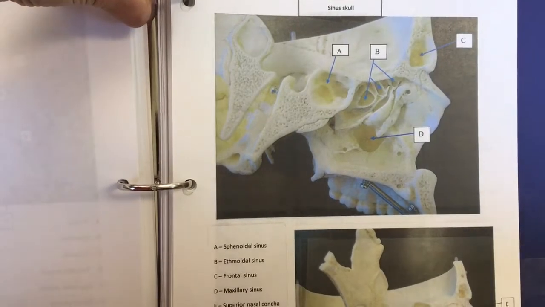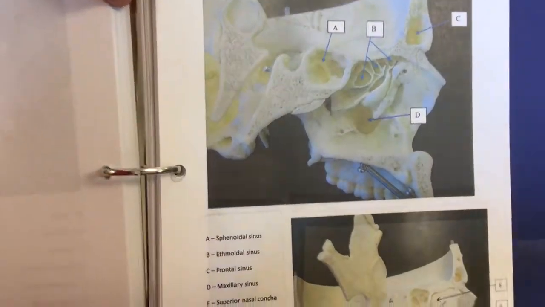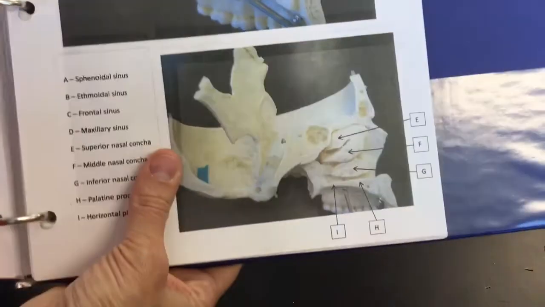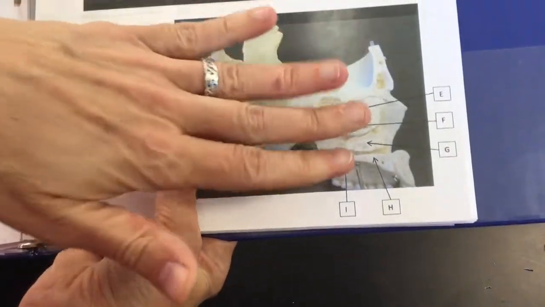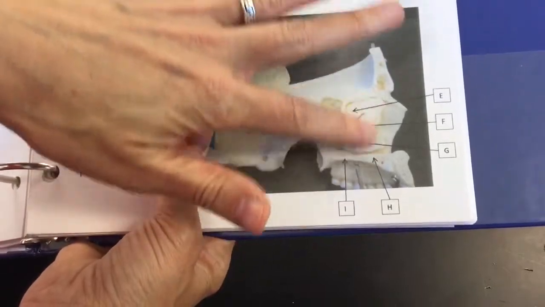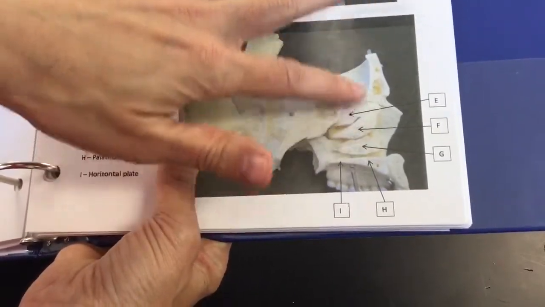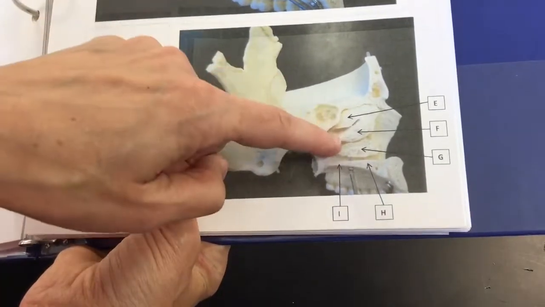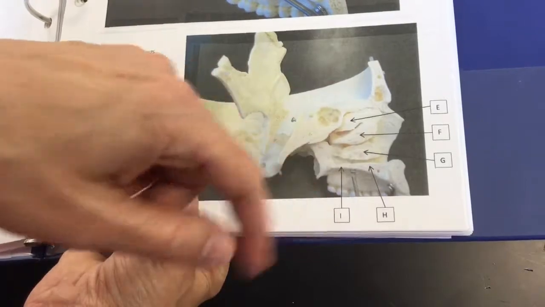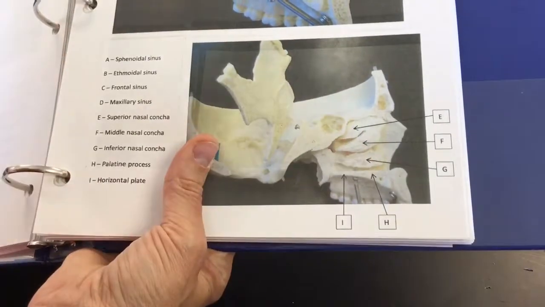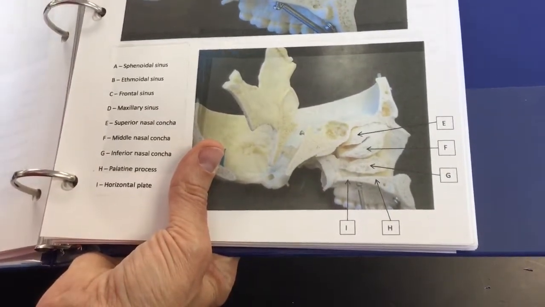All right, then we have some structures that we haven't learned yet inside the sinus, the nasal cavity. So this is the side, it's actually the left side of the nasal cavity. These are really simple for my students to learn. This is the only view we can get of all three on the models that we have.